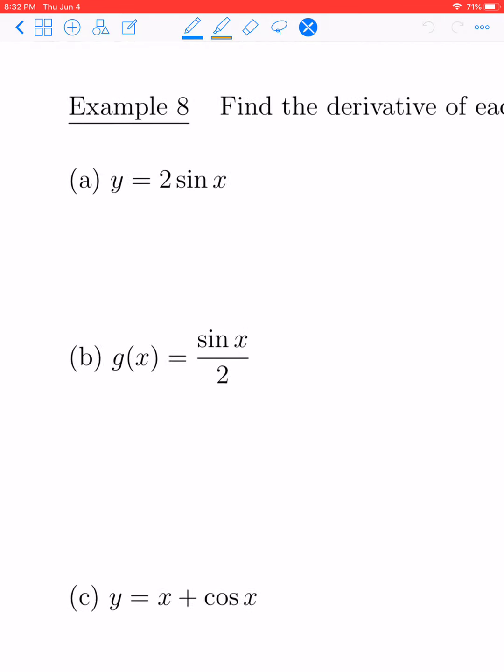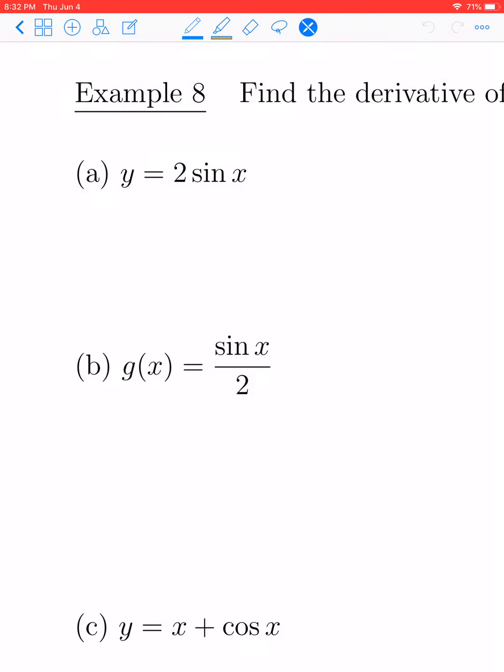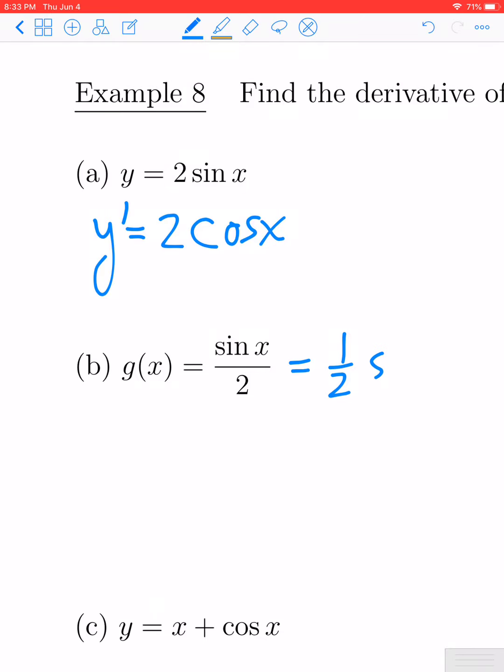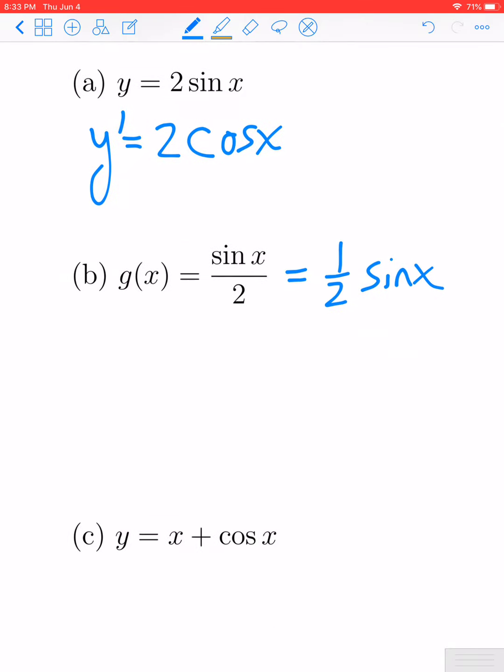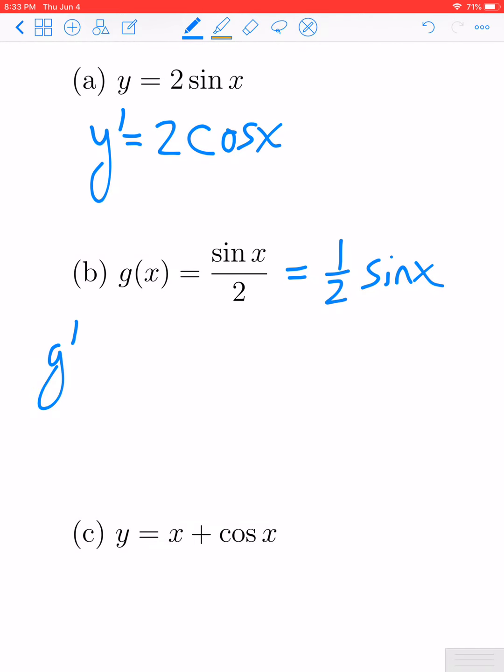In example 8, let's find some derivatives. We said that the derivative of sine is cosine. Therefore, for this function, y prime is going to simply be 2 cosine x. In part B, we want to take that first step of rewriting it. Sine of x divided by 2 is equivalent to 1/2 sine x. If we take the derivative, it's going to be 1/2 times the derivative of sine of x, which is cosine of x.